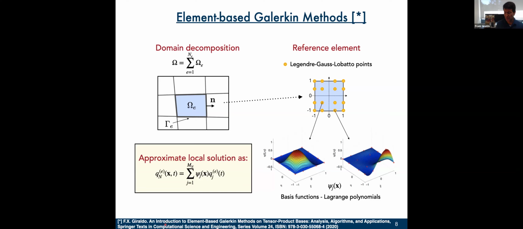We represent or approximate our spatial derivatives using element-based Galerkin methods. And for those of you that, well, I'm sure this is common knowledge, but I'll just go through it anyway. Let's say you want to represent some PDE on some domain, omega. Then you divide it up into smaller elements or cells, omega sub e. And then inside of each of these subcells or elements, you can represent your solution by some polynomial representation, for example. Here we use Legendre-Gauss-Lobatto points to construct Lagrange polynomials on those points because they're good for interpolation and integration.